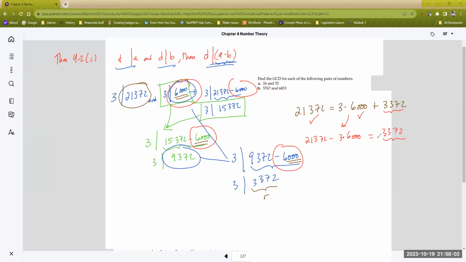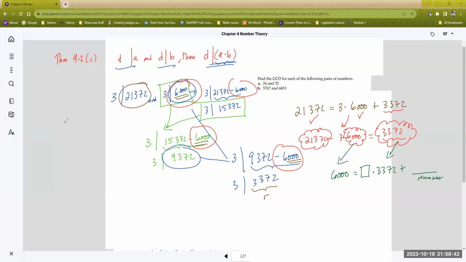And then you could repeat the process, because now I have a new number, 3,372, and I have 2 other numbers that I know 3 does divide. The Euclidean algorithm says take the smallest 2 and repeat the process. So 6,000 is a certain number of groups of 3,372 plus some remainder. That's what we're doing with the Euclidean algorithm: we're shrinking our numbers down to find what goes into all three. So the general rule is that.